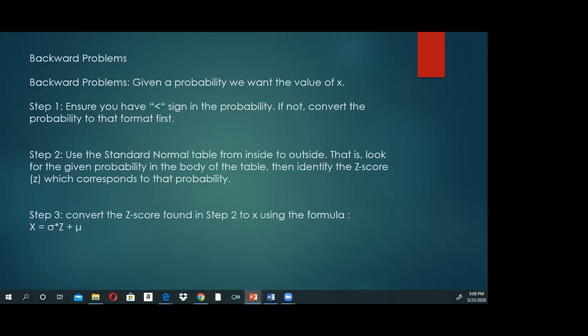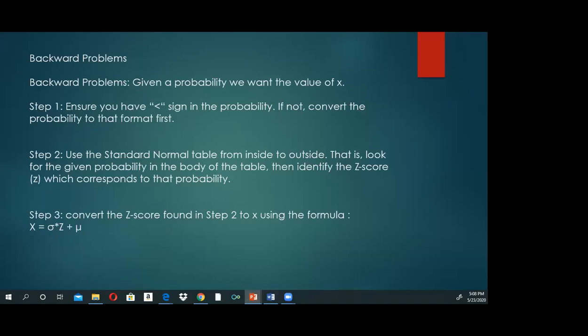Now, let's look at our backward problems. So suppose you're given a probability and you want to find the value of x. The first thing is that we have to ensure that we have the less than sign in the probability. If not, we have to convert the probability to that format first.